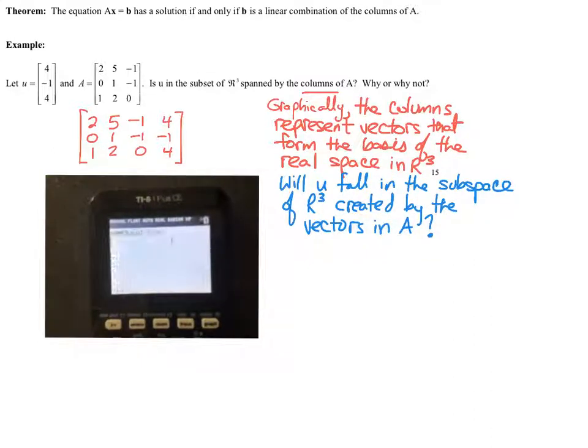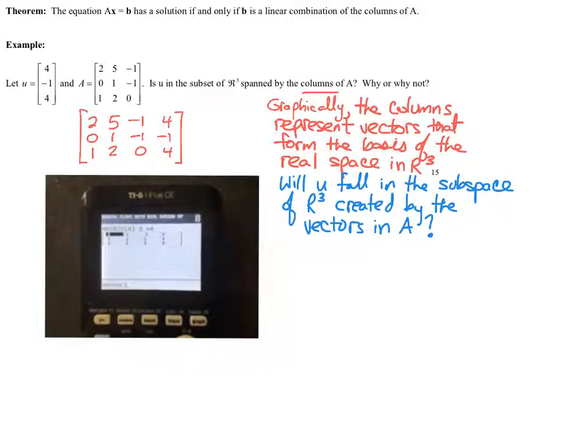Again, here we go. Second inverse, edit. 3 by 4, why? Because it's always a 3 by 4. 2, 5, negative 1, 4. 0, 1, negative 1, negative 1, 1, 2, 0, 4. So excited by this. I'll just keep hitting second enter till I find the one.